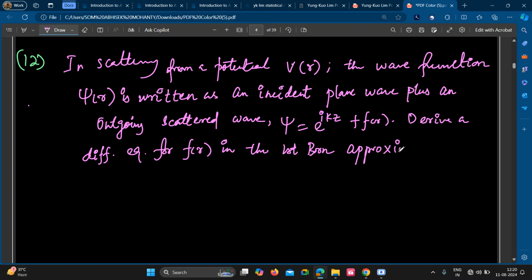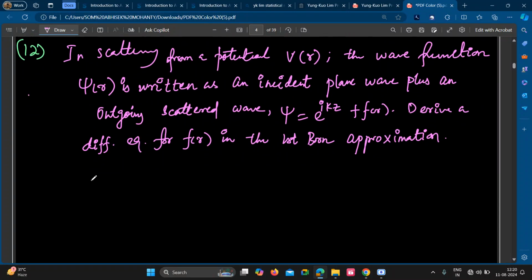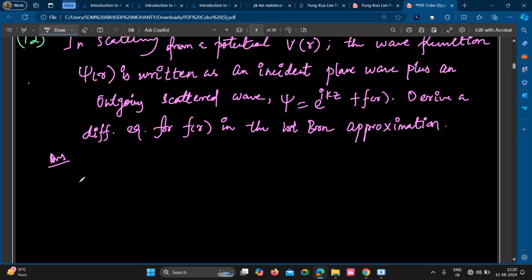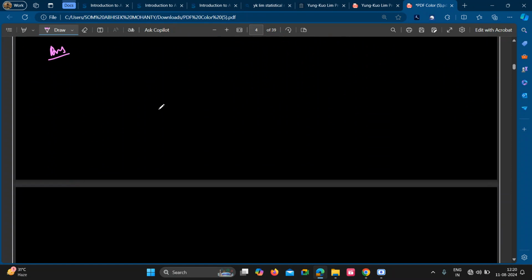Derive a differential equation for f of r in the first Born approximation. Okay, so you have to derive a differential equation including f of r. We know this will be solved by the Schrodinger equation because the wave function is given. So what is the Schrodinger equation?